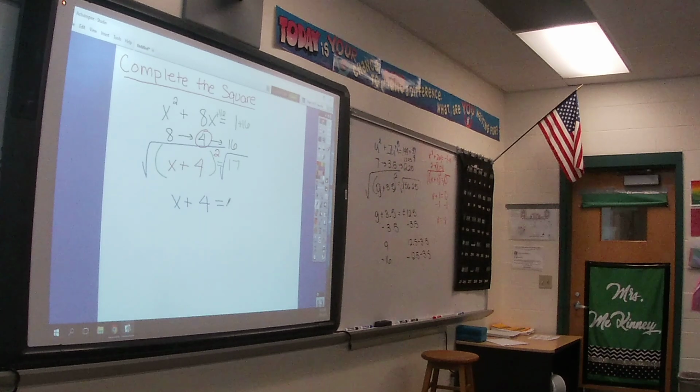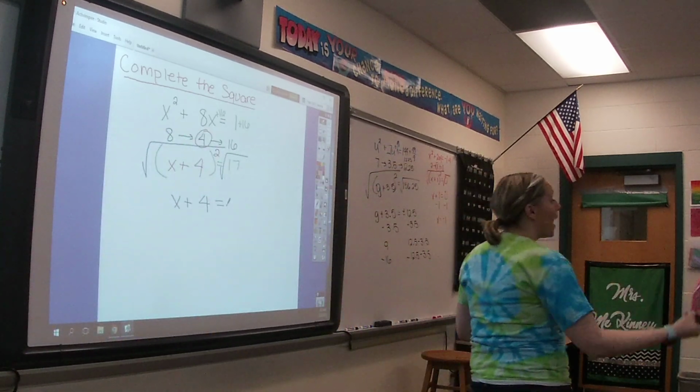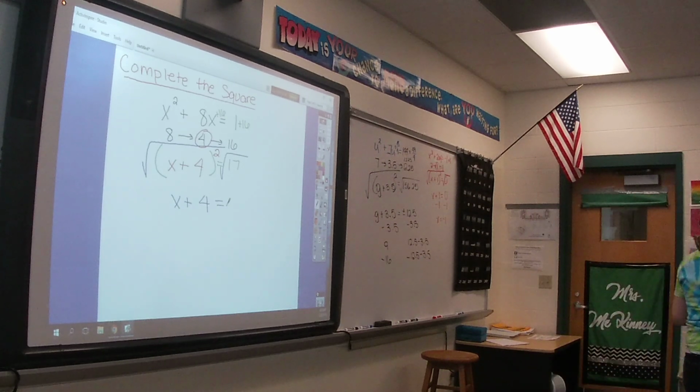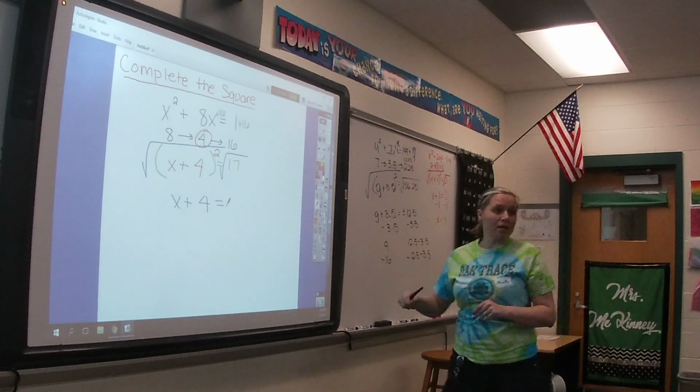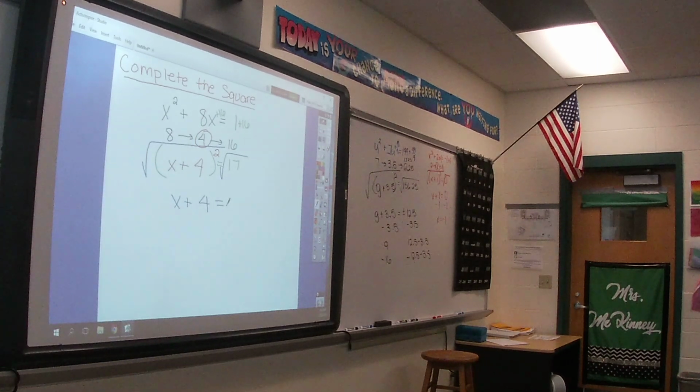But if you put the square root of 17 into your calculator, what are you going to get? 4.123. An irrational number. A decimal that goes on forever, which means the only way that you can write it down is to approximate. How does Mrs. McKinney feel about approximating? Nope. We don't want to approximate. So maybe we need a t-shirt that says something about not approximating. I don't know what that would be.